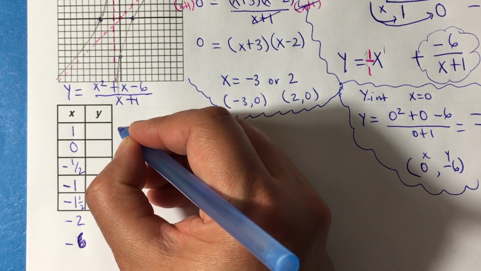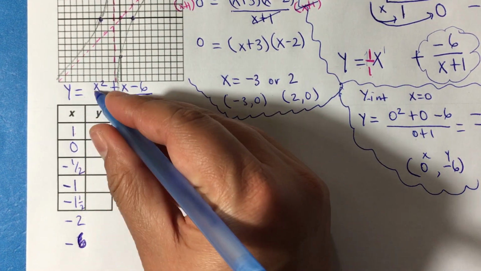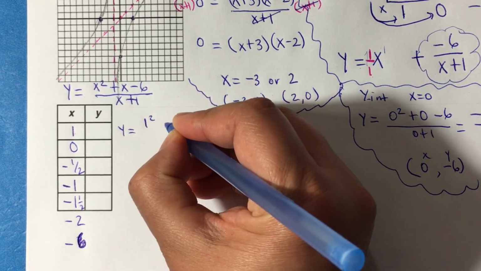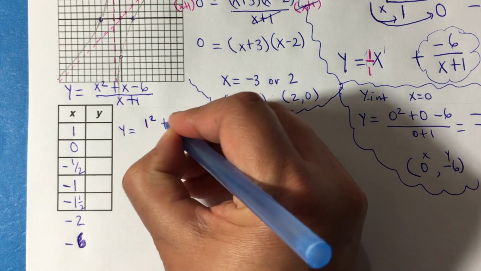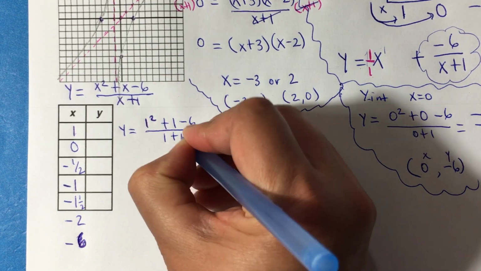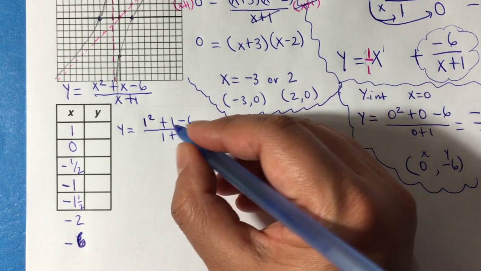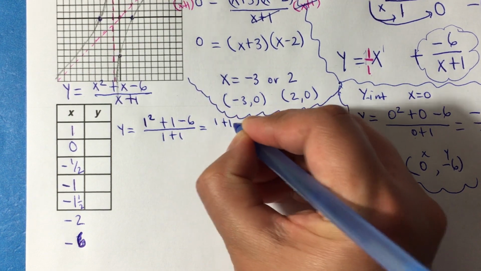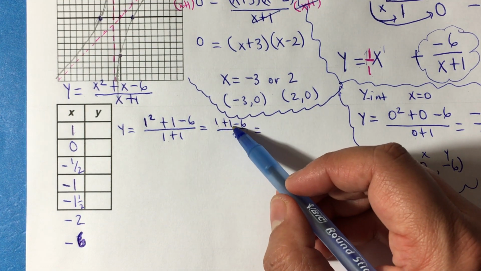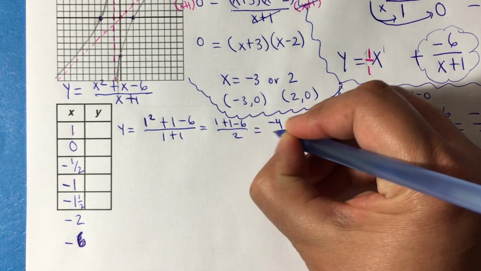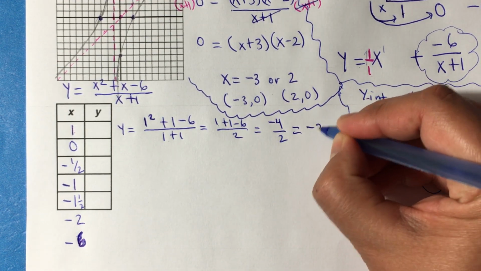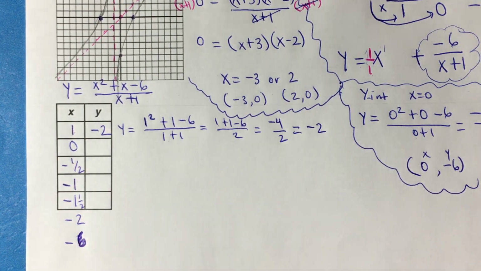And so for the first one, you will have y is equal to, we're replacing the value that I chose in here for x. So x squared is 1 squared plus 1 minus 6 divided by 1 plus 1. 1 squared is 1, plus 1 minus 6. 1 plus 1 is 2. And so in here we have 1 plus 1, 2, minus 6, negative 4, divided by 2, which is equal to negative 4 divided by positive 2, which is negative 2. So I have negative 2 for the first value.